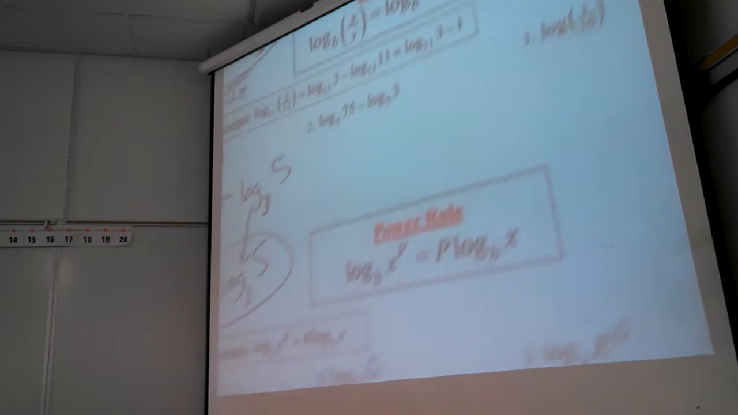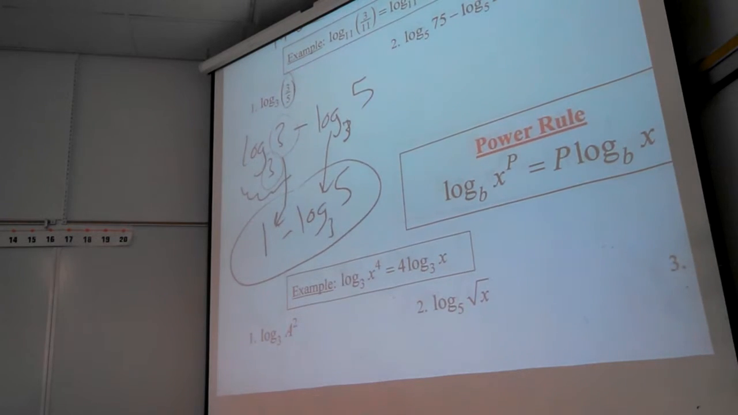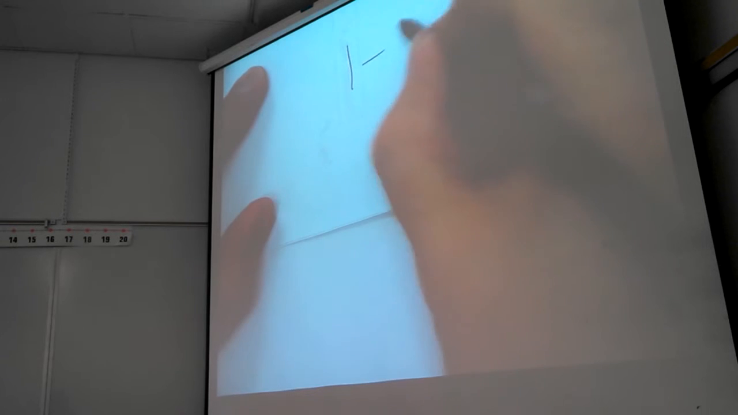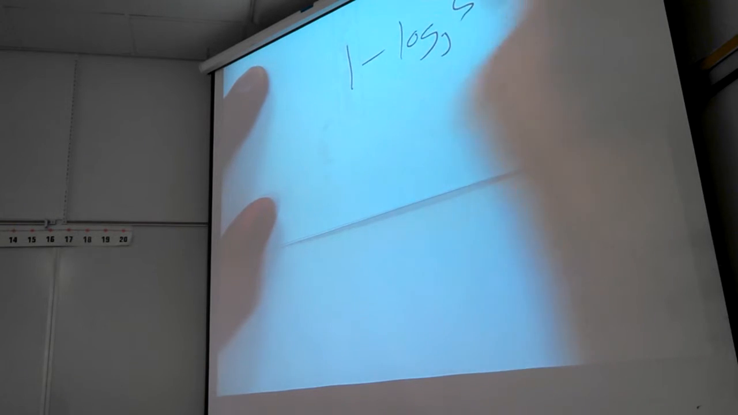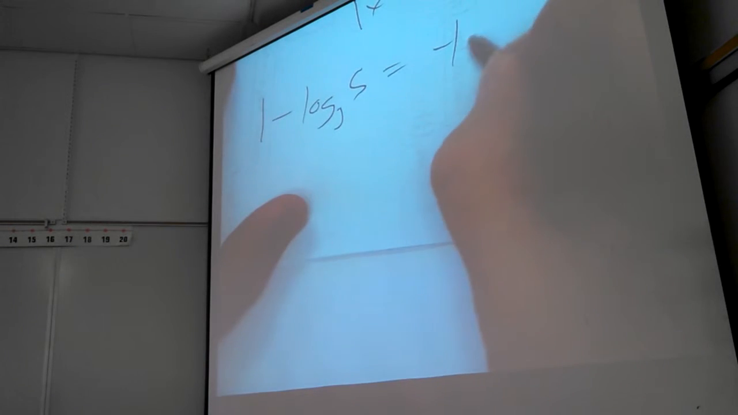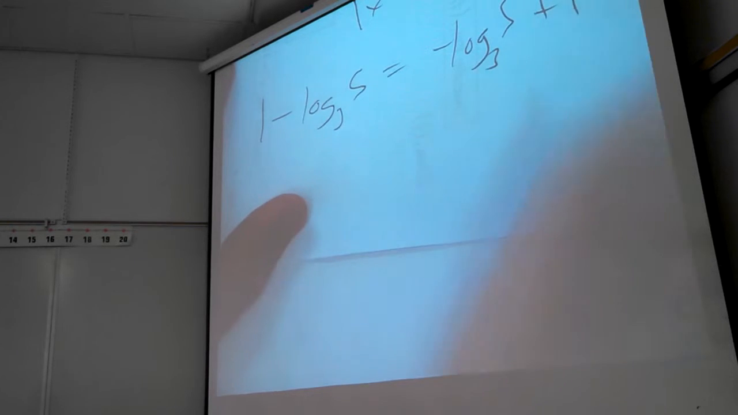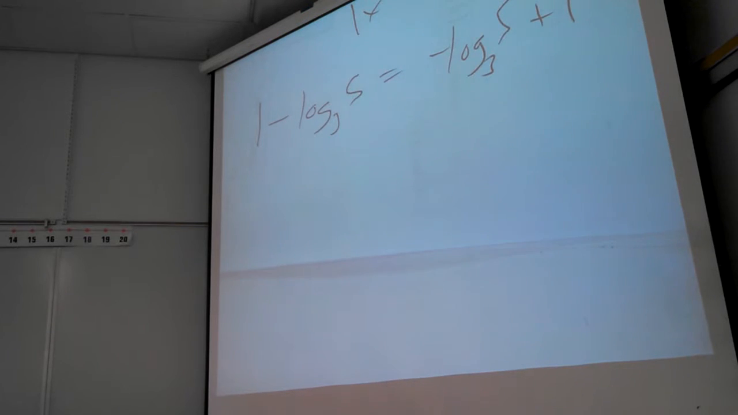Okay. So what are you saying? We can't write log 3 of 5 and then minus 1? Well, that's closer to right, except the 1 is positive and the log 3 is negative, right? So if you wanted to, you could take 1 minus log 3 of 5 and write it as negative log 3 of 5 plus 1. Those are the same. Those are the same all day long.